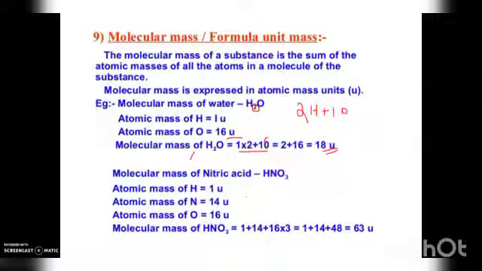So the molecular mass of the H2O molecule is 18 unified mass, 18 u. Then let's see one more example, HNO3. What are the constituents in HNO3? What are the atoms in HNO3? HNO3 is nitric acid. There are hydrogen atoms, nitrogen atoms and oxygen atoms. So it is made up of hydrogen, nitrogen and oxygen.